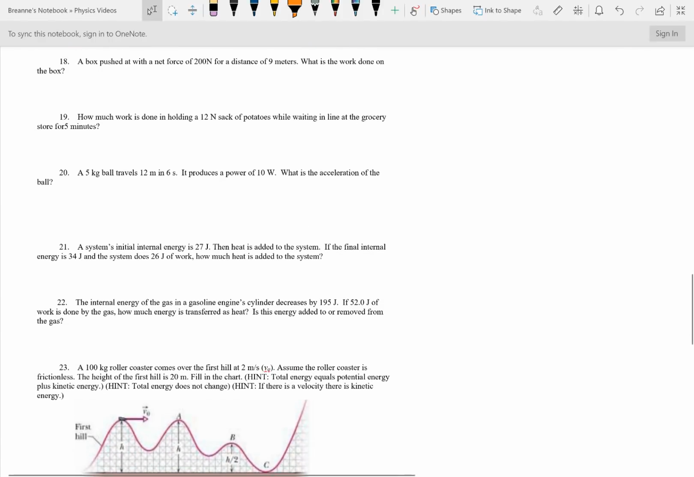Let's see here. A box is pushed with a net force of 200 newtons at a distance of 9 meters. What work is being done? We've done work equations before, so I'm just going to quickly do this. That's just force times distance. So that's 200 times 9. Pull out your handy-dandy calculator. I don't know why I did that. You can tell it's a long day when you pull out a calculator for that, because that's just 1,800. And I knew that as soon as I looked at it.